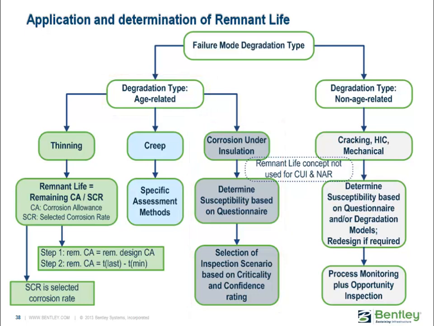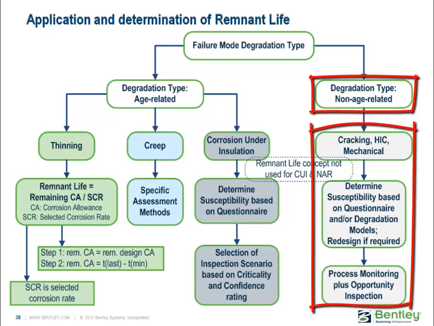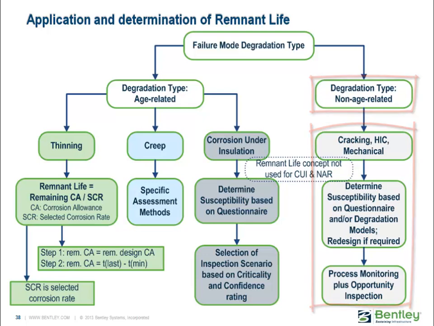For the degradation types that are not age-related, such as stress corrosion cracking or mechanical fatigue, we are going to either define the probability of a failure based on questionnaire, or there are some degradation models generally developed outside the APM scope, and sometimes the redesign is also required. Based on this, we can only do the process monitoring or opportunity-based inspection.